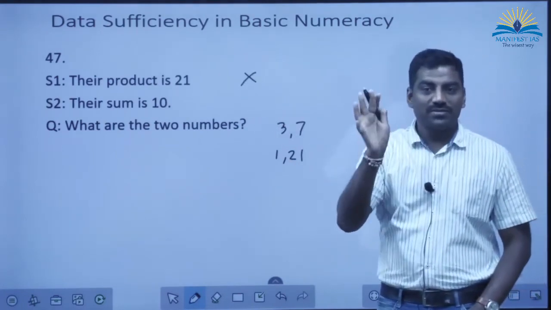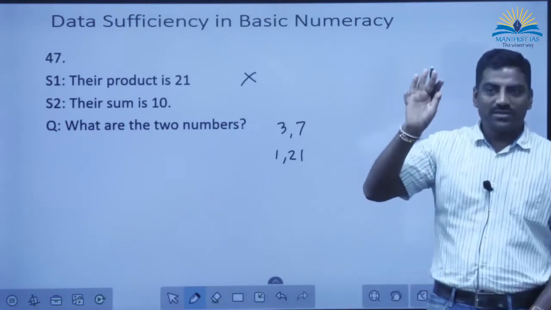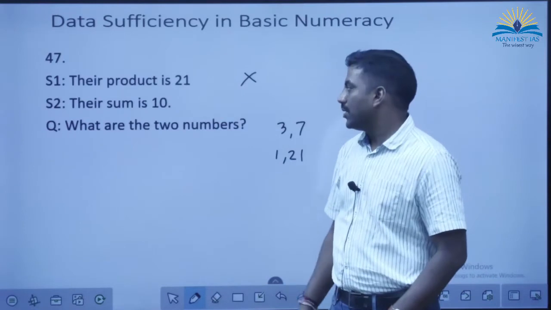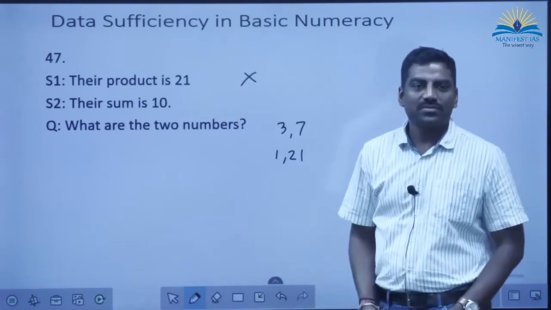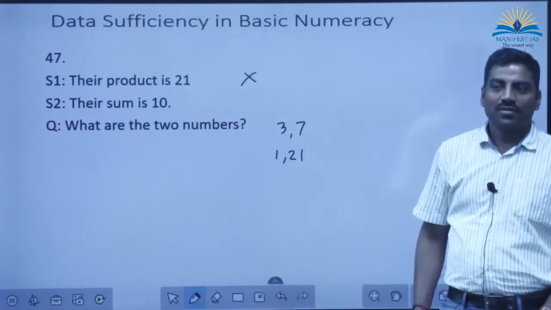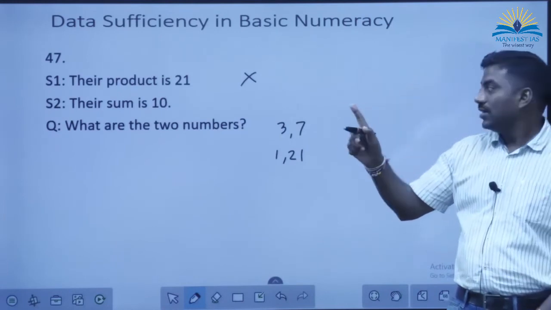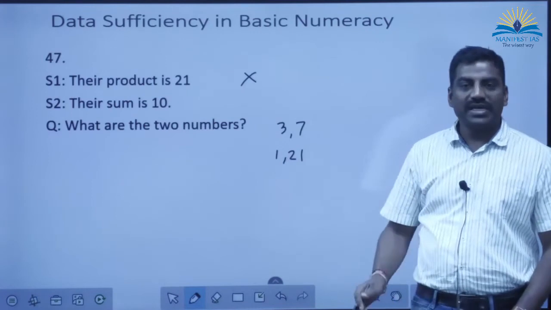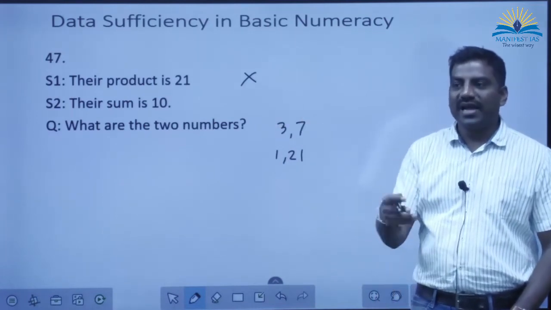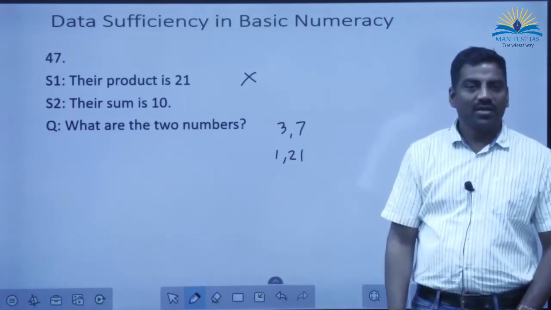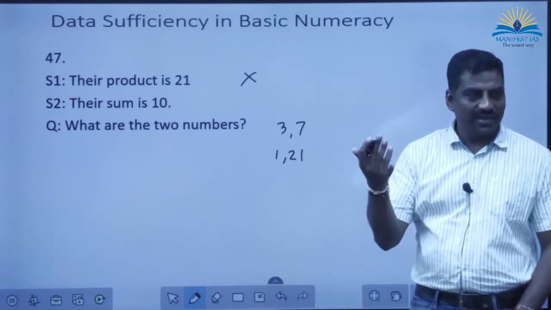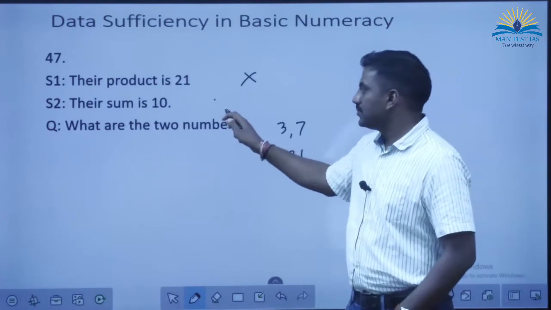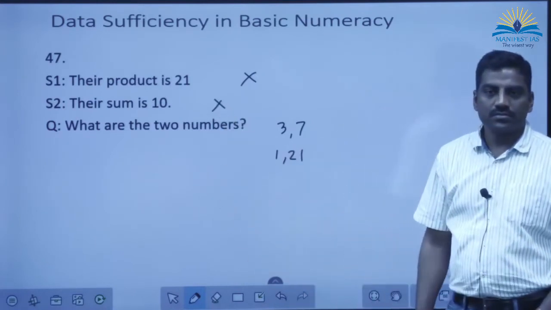So now forget the first one. Their sum is 10. What are the two numbers? First statement, forget, okay? Second statement, their sum is 10. What are two numbers? They can be anything, no? 1 and 9, 2 and 8, 3 and 7, 4 and 6, 5 and 5, anything. So can you answer with S2 alone?